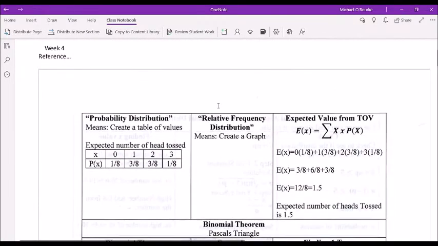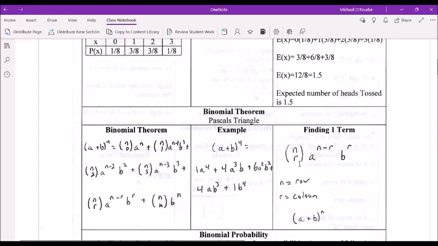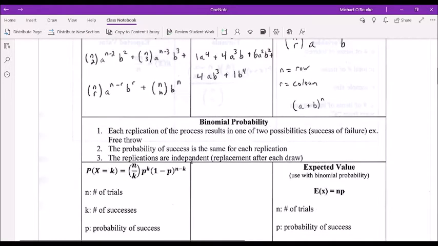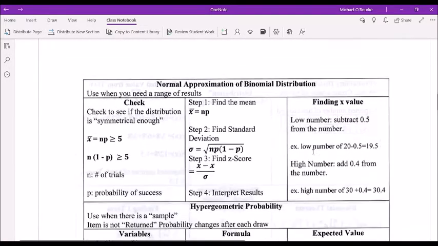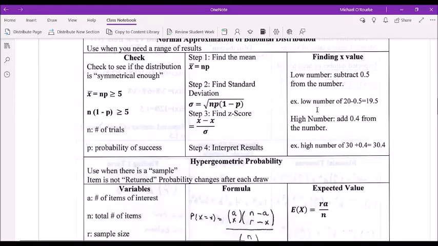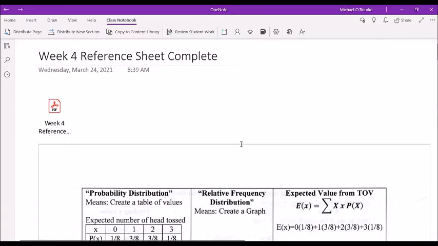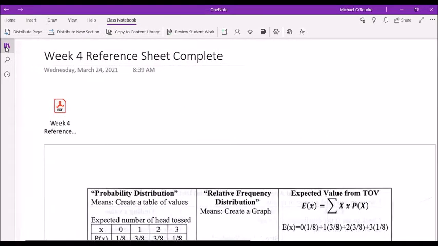Okay? I organized it where, like, here's binomial theorem, Pascal's triangle. It kind of works its way across. Here's binomial probability, works its way across. Normal approximation works its way across, has the steps all written out. Even has how to find the high and low value, right? Hypergeometric probability is all the way across. This is really good to learn from.